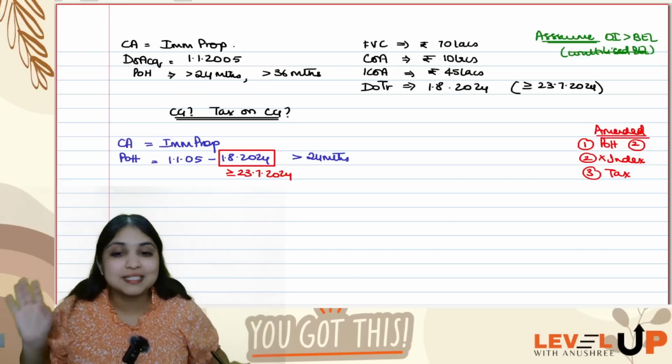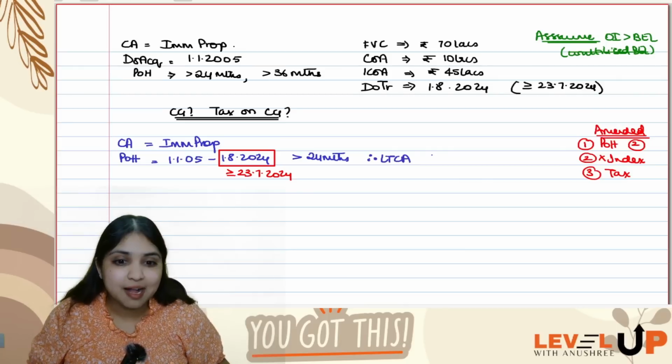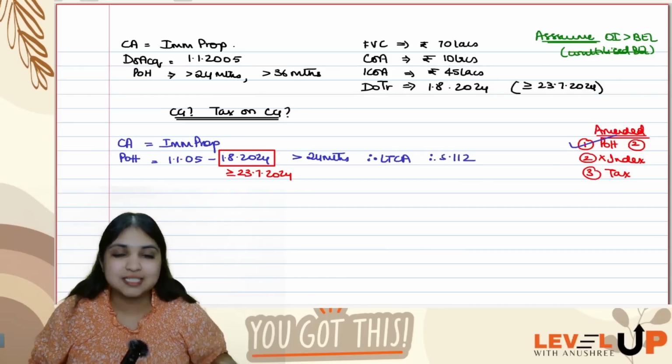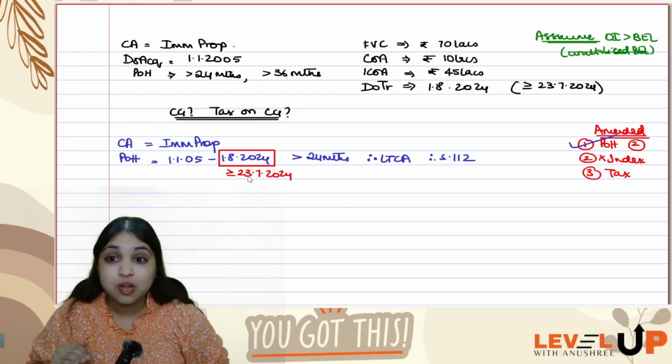Everything else is 24 months. It is more than 24 months, therefore it is a long term capital asset. It can't be 112A, it is section 112. Okay, so with this, the first attack I have succeeded. Now let's continue. What is the next point?